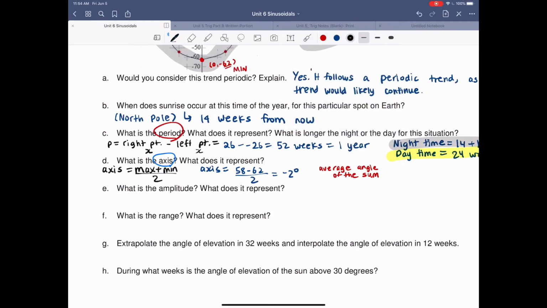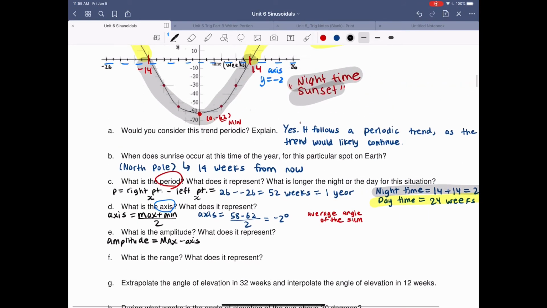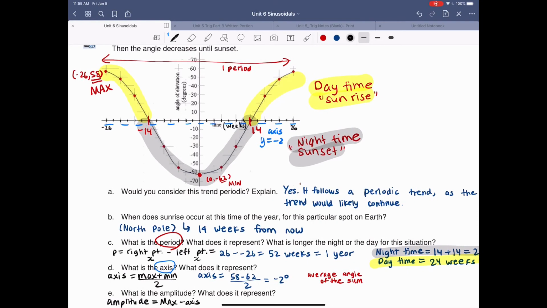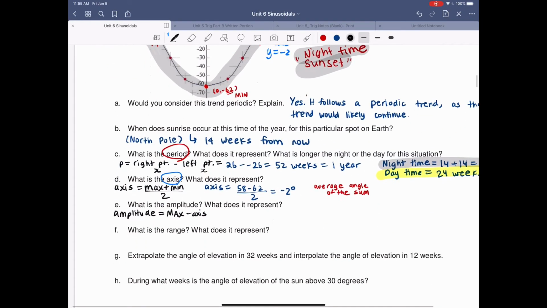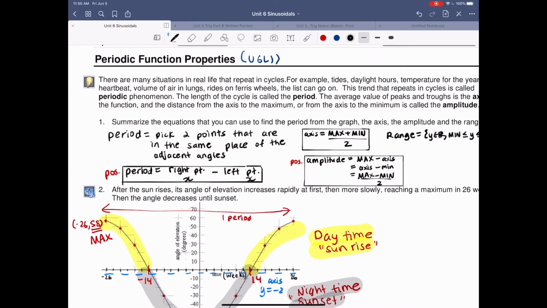For question E, what is the amplitude? What does it represent? So amplitude, there are different versions of this, so you use the one that makes sense for that question. But I had my max value and my axis value in this case, so I already had to figure that out. So I could use this version, which was the first equation that was given over there.